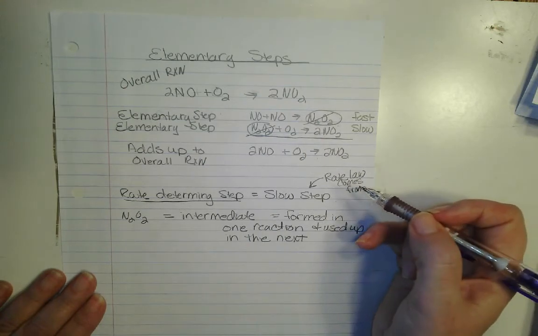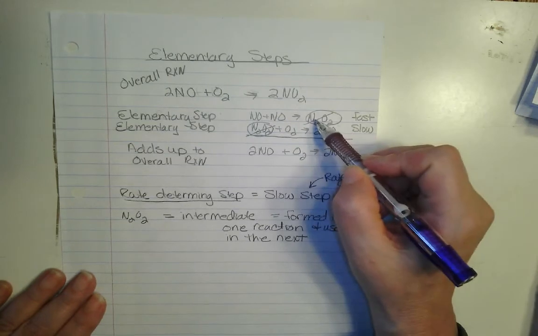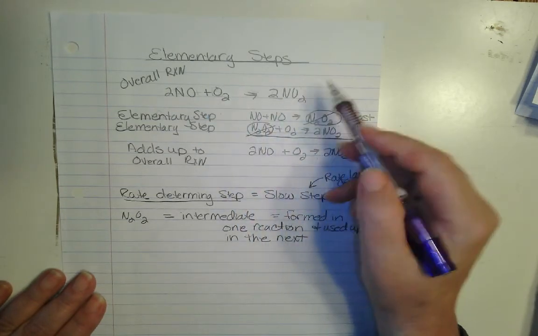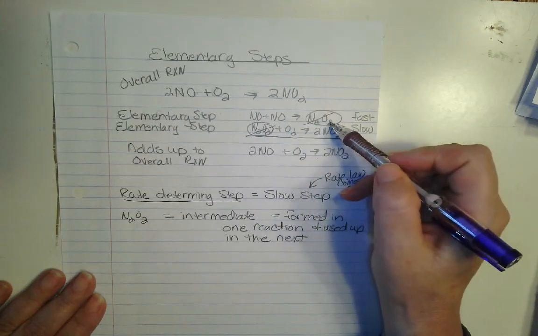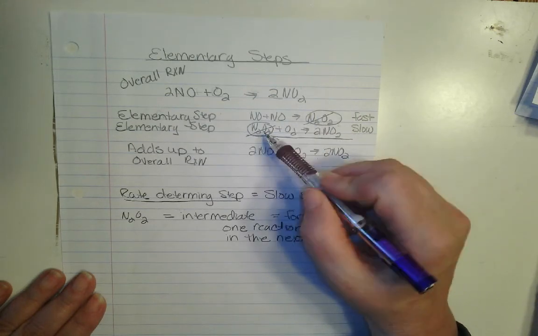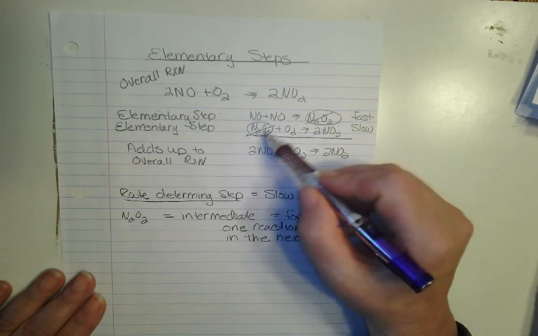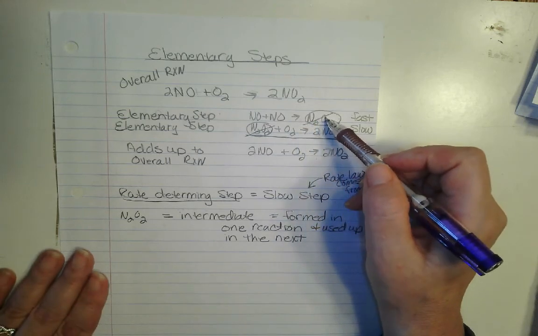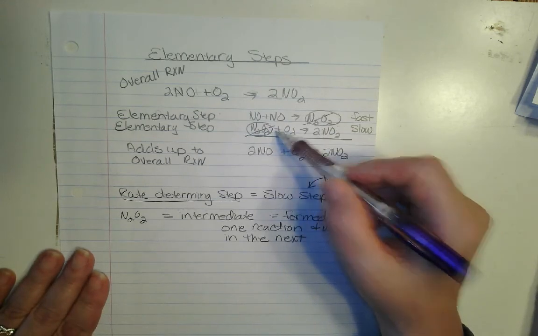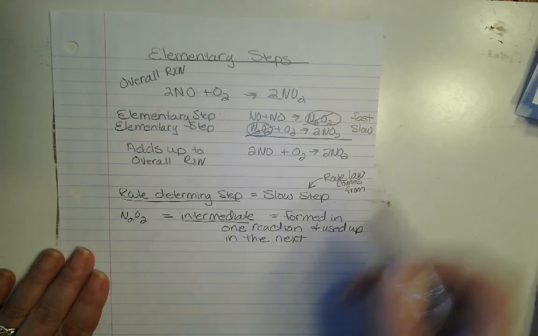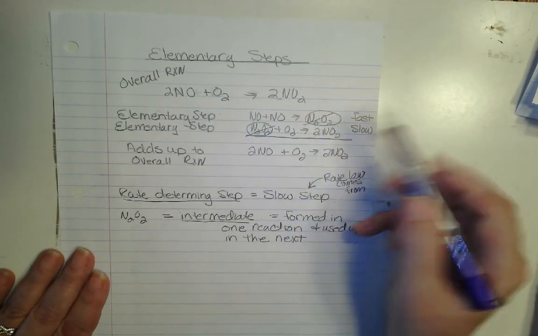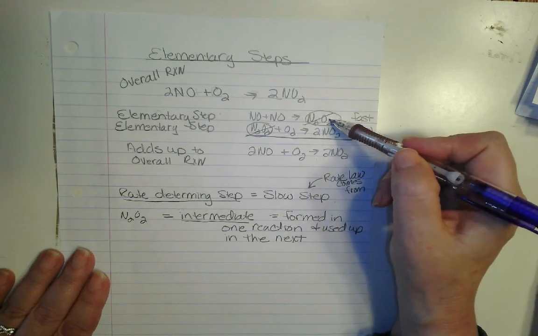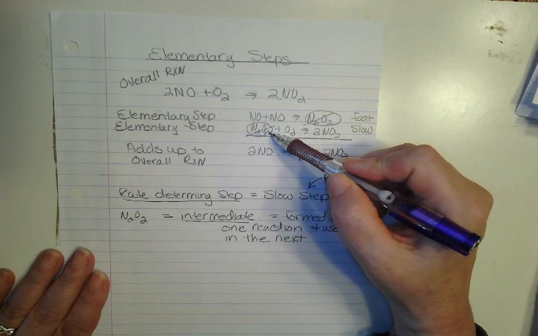You will have to recognize, though, that dinitrogen dioxide is not in our overall reaction. Why? Because it's formed, and then in the next reaction, it's used up. So it really seems to us like it's non-existent, although it's there and then gets used up again. And that's called an intermediate. And you will have to determine what the intermediate is when they give you these 2 steps. So that is something that is formed and then used up in another step.